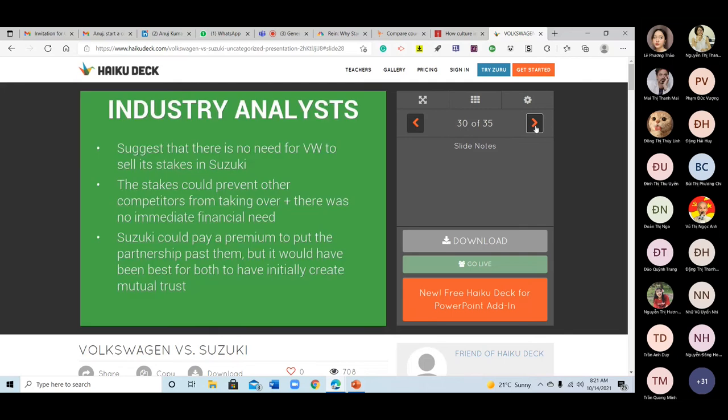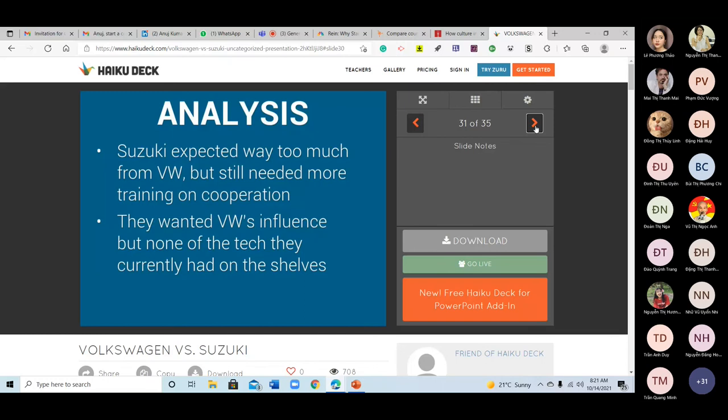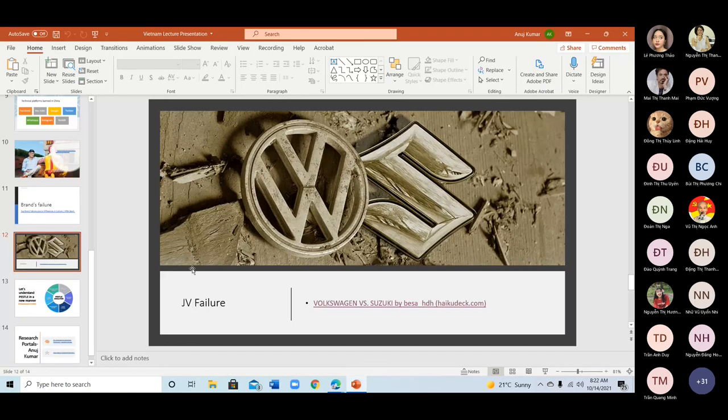And then industry analysis suggests that there is no need for VW to sell its stakes in Suzuki. The stakes could prevent other competitors from taking over. Analysis: Suzuki expected way too much from VW, but still needed more training on cooperation. Again, what is the dilemma? Both were expecting this and that from each other, but both were not able to go ahead. The age of this joint venture was hardly 2 years. They came onto the global front together, thinking they would do something together, but they were not able to continue with each other because of different cultural values.